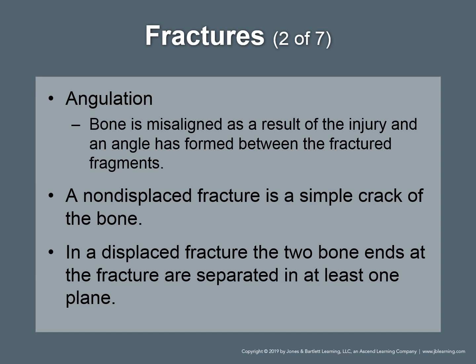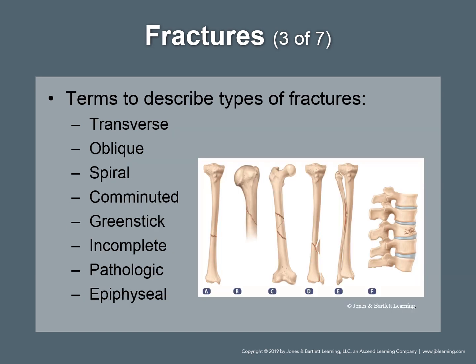A non-displaced fracture is where the bone is cracked, but it's not completely broken, and it will maintain where it's at. In a displaced fracture, the bone ends are separated. So non-displaced, the bone ends are together, not completely broke. A displaced fracture, the bone is completely broke, and those ends are misaligned. So this is a transverse fracture. It goes straight across the bone, almost in a straight line.